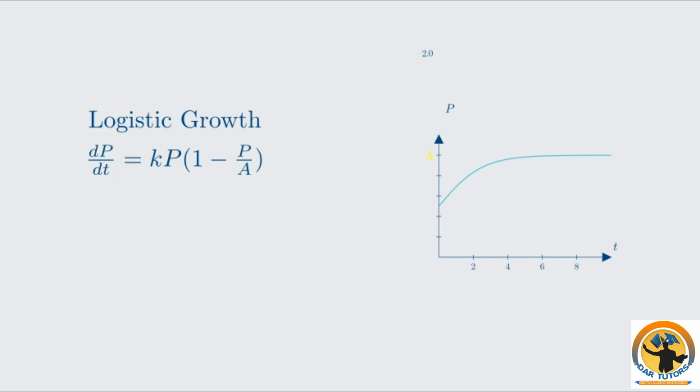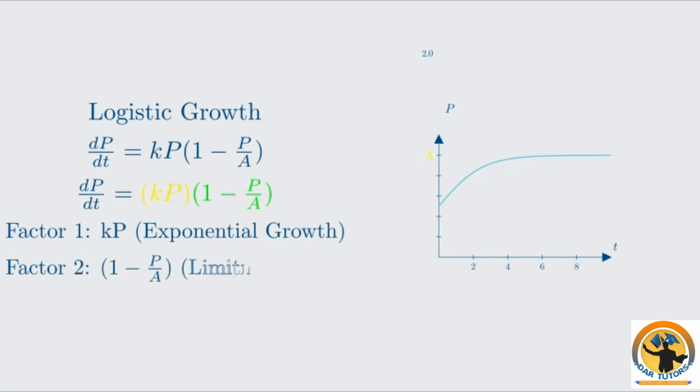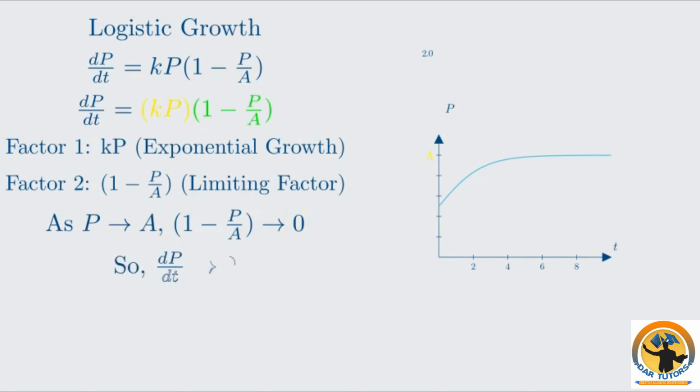Let's break down this equation to understand why it produces the S-shaped curve. The equation has two main factors. The first, kP, represents exponential growth. When the population P is very small compared to the carrying capacity A, the term 1 minus P over A is close to 1. So dP/dt is approximately kP, which is the equation for exponential growth. The second factor, 1 minus P over A, is the limiting factor. As the population P gets closer to the carrying capacity A, the term P over A gets closer to 1. This makes the entire factor 1 minus P over A get closer to 0.